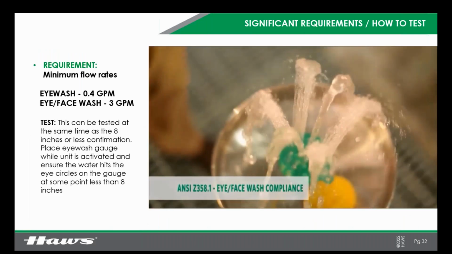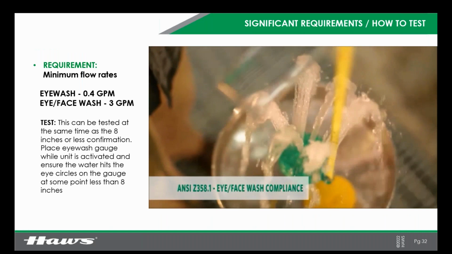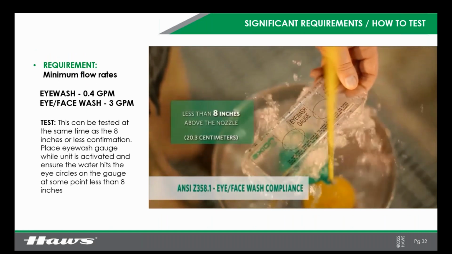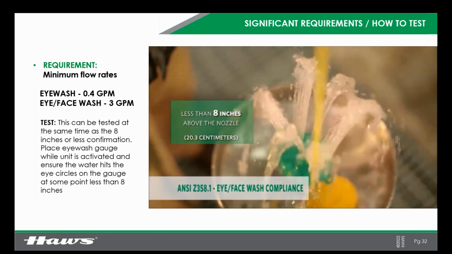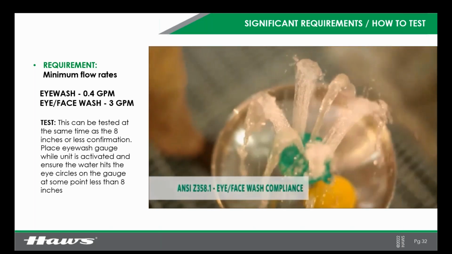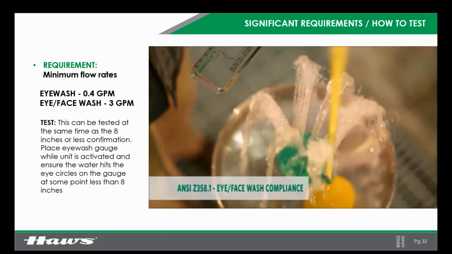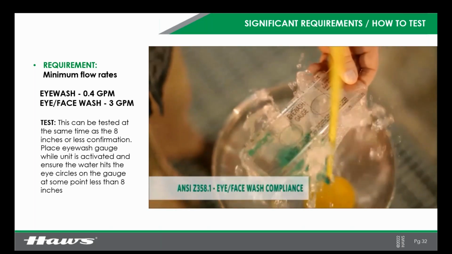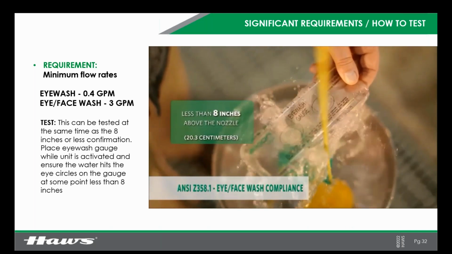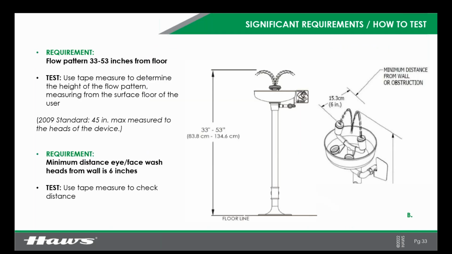Here's an above view, so you can see. Look at the two eye wash flows there, hitting the gauge circles perfectly. This is ensuring again that this is usable. I'm going to let you see it one more time before I move on. So 8 inches, lowering it, and you have both streams hitting the eyes perfectly. That is exactly how this gauge is used.